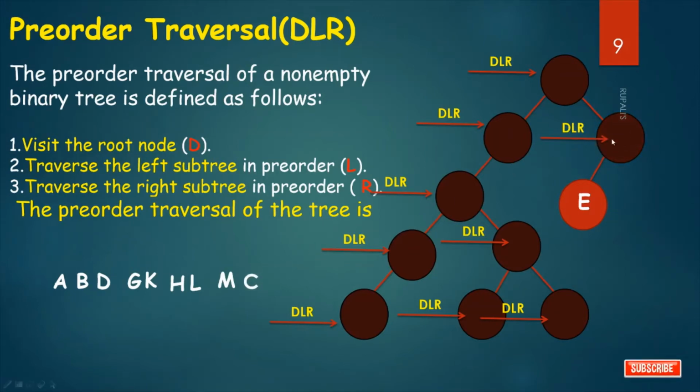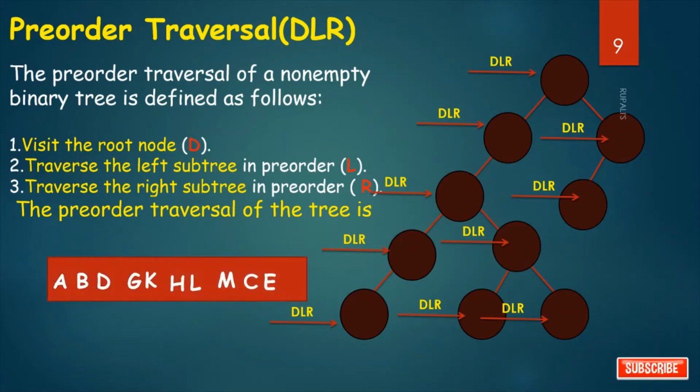L. Next instruction is L. Go to left child. Again we apply DLR here. D means print the node. Next instruction is L. No left child is there. Next instruction is R. No right child is here. Come to here. DL completed. R. No right child is there. So the pre-order traversal of this tree is this. In this way you can do pre-order traversal.